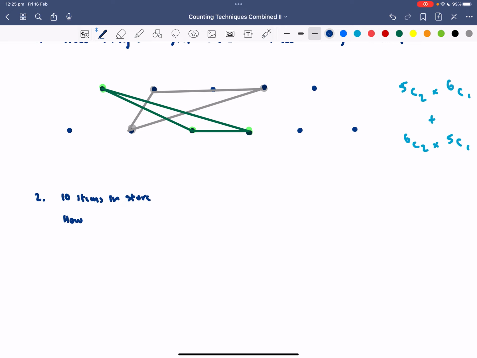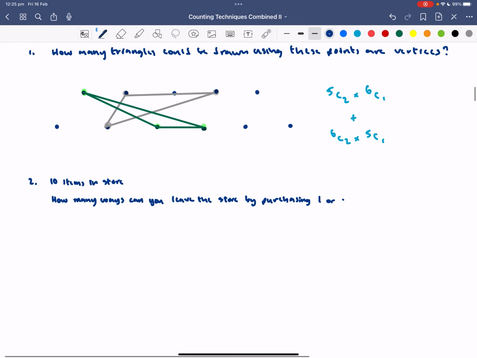How many ways can you leave the store? How many ways can you leave the store by purchasing one or more items? Now, obviously the order in which you buy the items makes no difference.